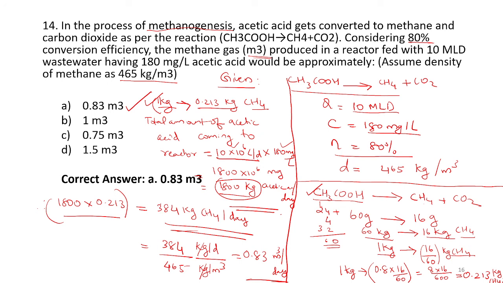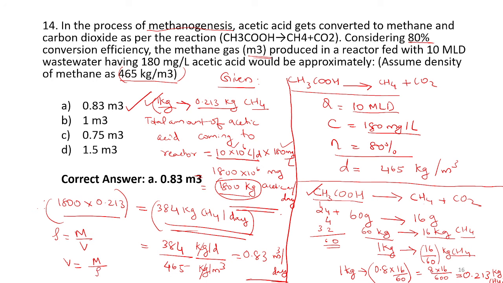However, as it is a gas, we do not express it in terms of kg. We always express it in terms of volume only. That is, in the question it is asked to find out the methane gas produced in meter cube. For that purpose, the density of methane is given. We know the mass, we know the density. Now we can find out the volume, right? Density is equal to mass by volume. Volume is equal to mass by density. Is it clear?